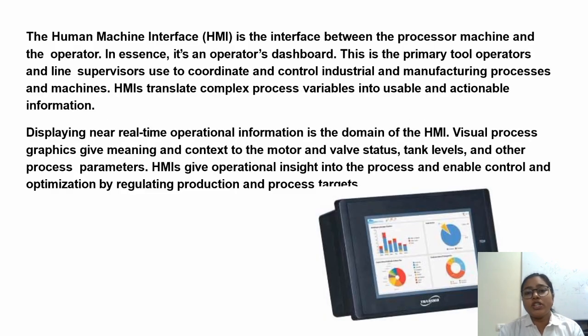The human machine interface is the interface between the process or machine and the operator. In essence, it's an operator's dashboard. This is the primary tool operators and line supervisors use to coordinate and control industrial and manufacturing processes and machines. HMIs translate complex process variables into usable and actionable information.